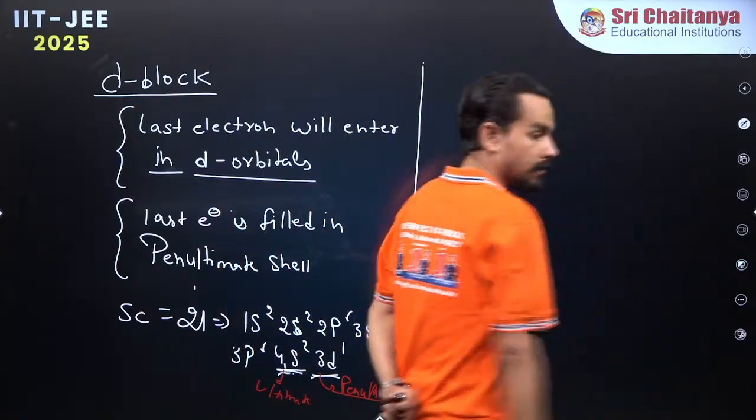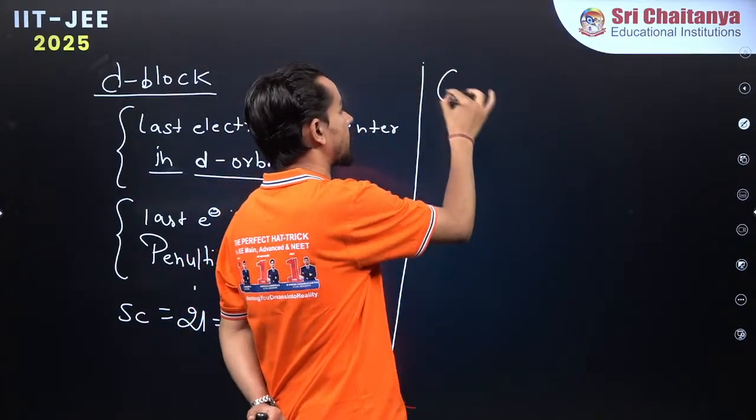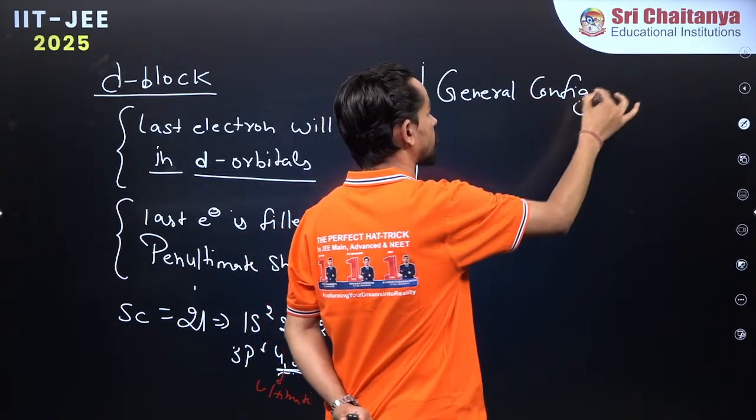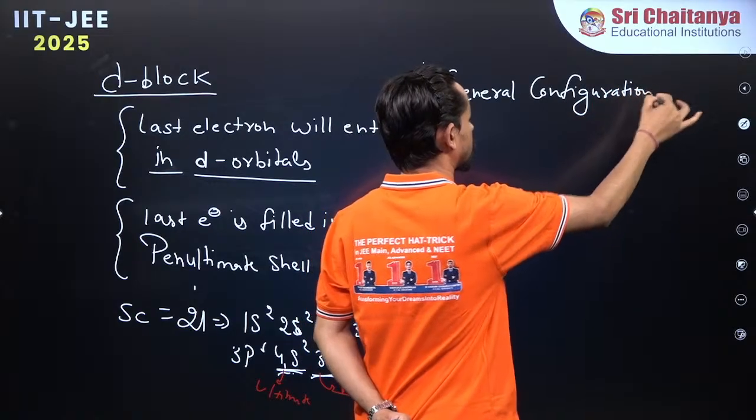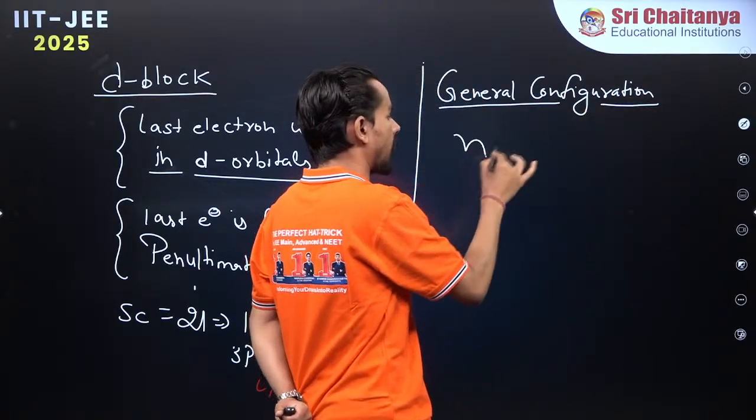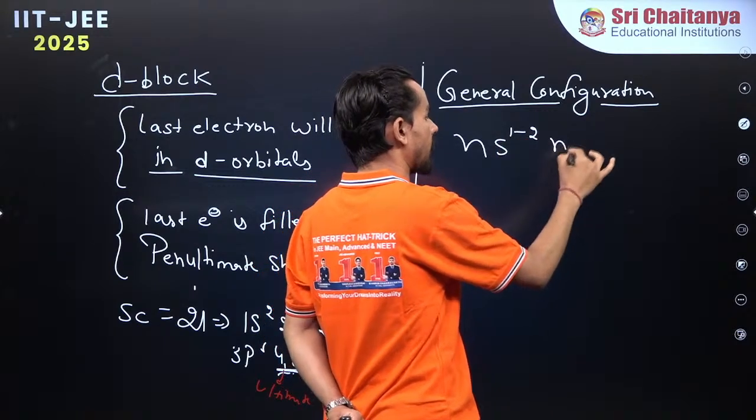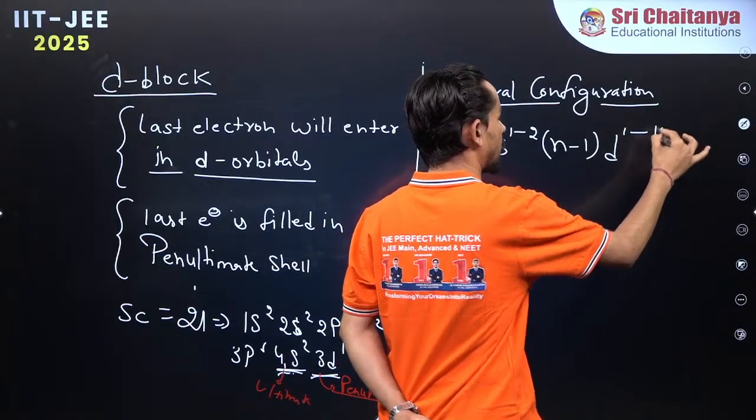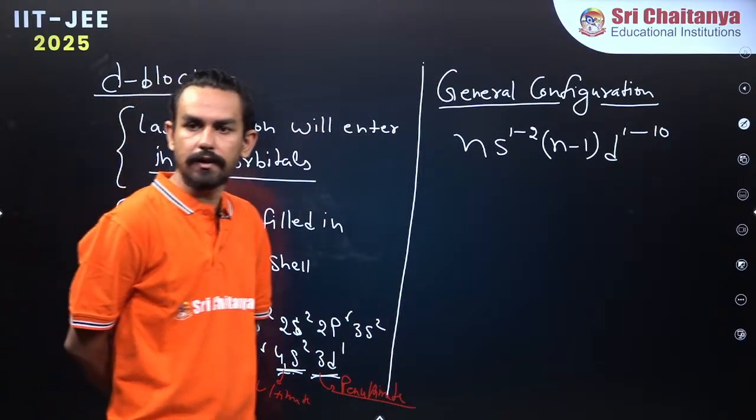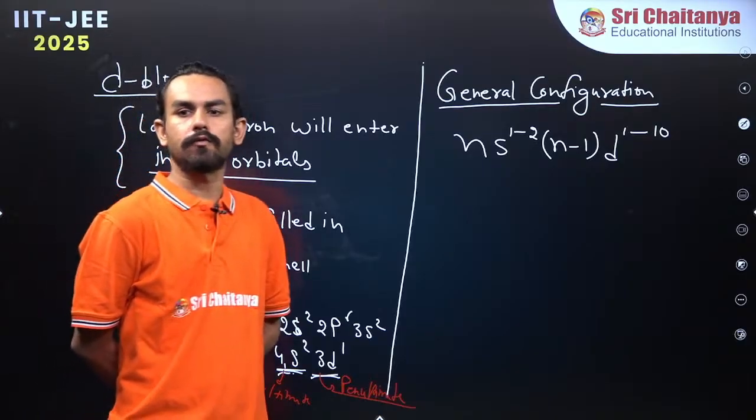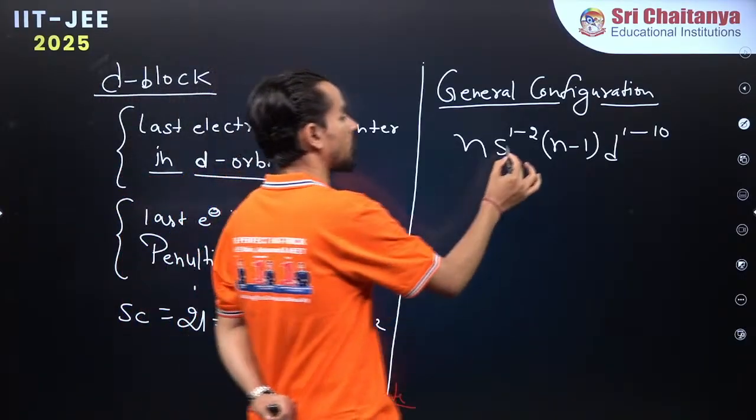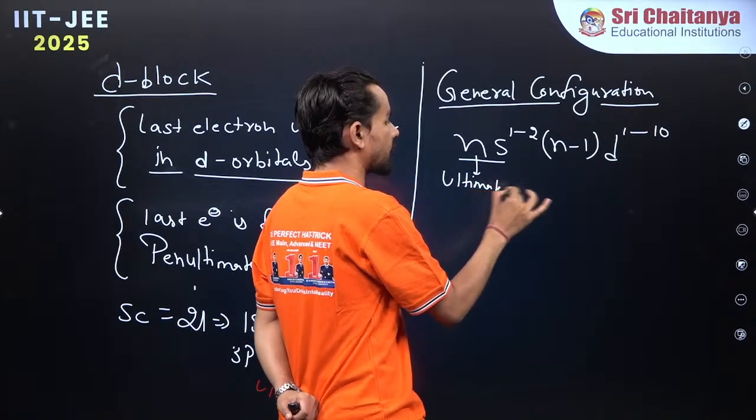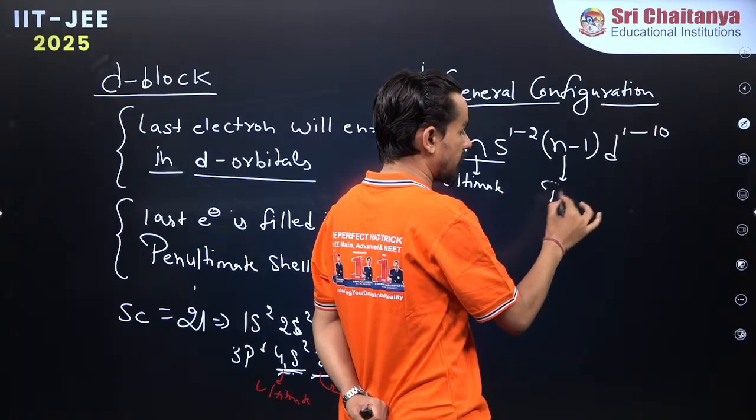Apart from that, think about what its general configuration will be. The general configuration will be ns1 to 2 and (n-1)d1 to 10. That kind of configuration will be there. Here n represents the ultimate shell, that is the outermost shell, and n-1 represents the penultimate shell.